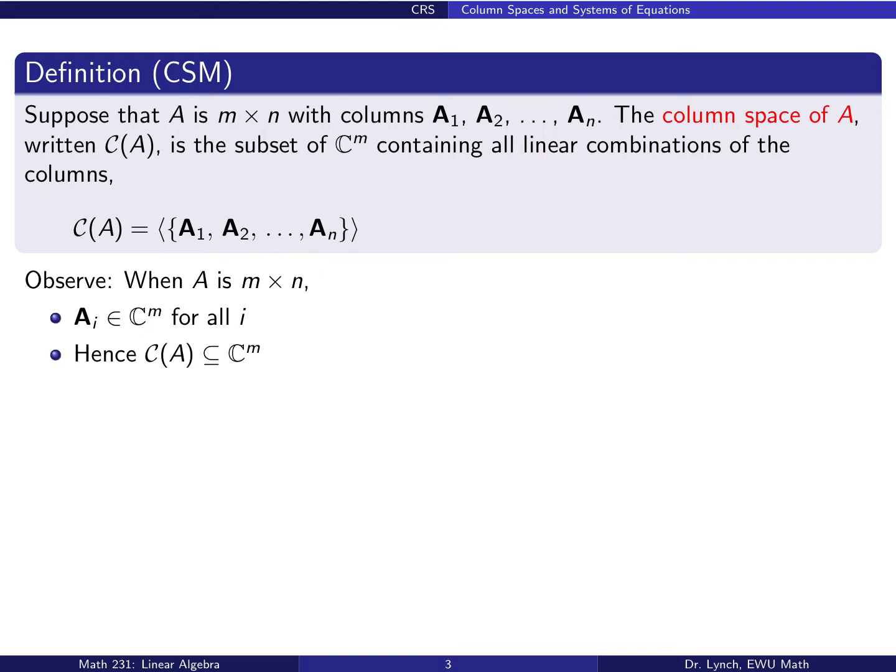When A is an m by n matrix, then each column of A has m components. So we say that Ai is an element of the vector space of column vectors with m elements. That's an important distinction: each column of A as a vector is an element of C^m, and therefore the column space is a subset of C^m.